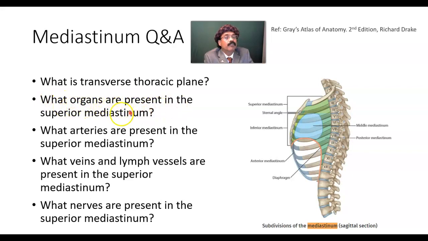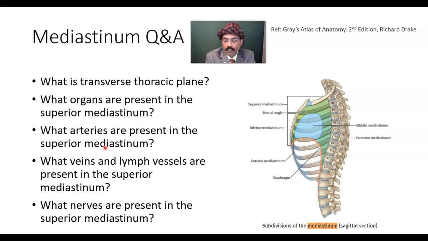What organs are present in the superior mediastinum? Okay, organs, we have the esophagus, trachea, and the thymus. These are the contents present in the superior mediastinum. Then, what arteries are present in the superior mediastinum? Superior mediastinum contains the arch of the aorta and its branches. What are the branches of the arch of the aorta? The brachiocephalic trunk, left common carotid artery, left subclavian artery.